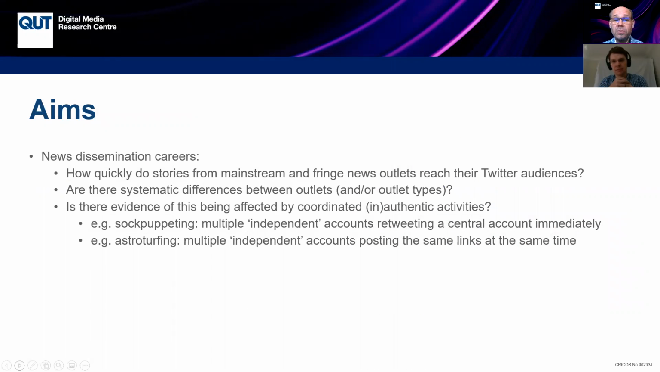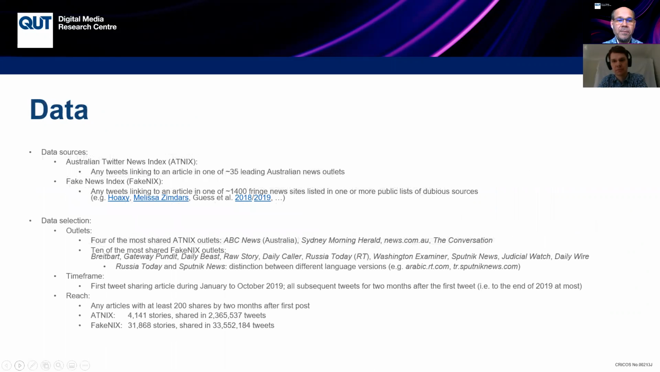So how do stories from different types of outlets disseminate across Twitter? Are there real differences between different types of outlets? Is there any evidence of bots or other inauthentic activities, or even coordinated authentic activities, going on that we can see for these different outlets? That's really what we're investigating here.